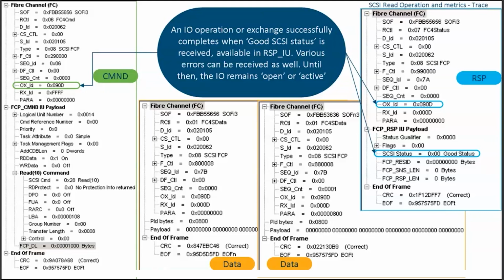Let's say something goes wrong. Let's say the target cannot read all the data, so it's going to take a while. If it cannot finish the whole IO, it's going to send back some kind of response based on what the error is. Until the response frame is received, the exchange is still open or active, and it correlates to the outstanding IO metric that we have.